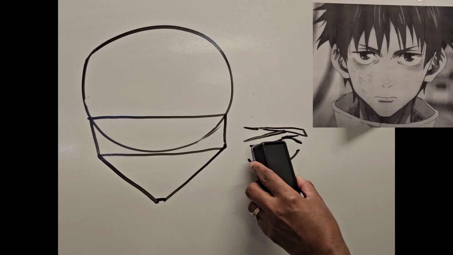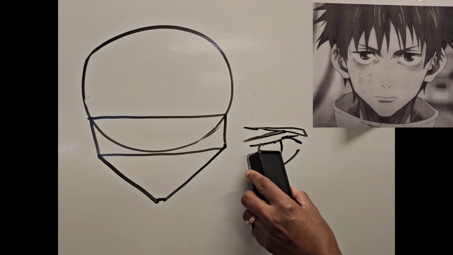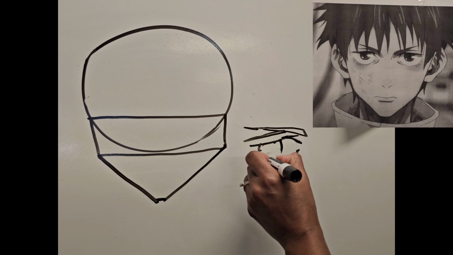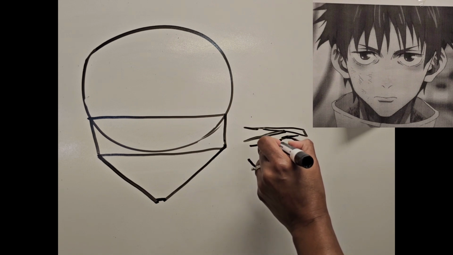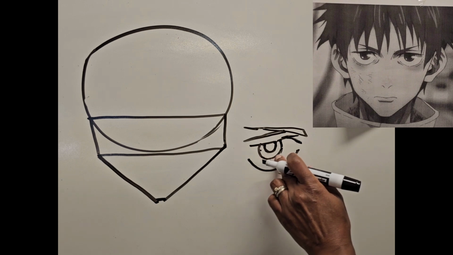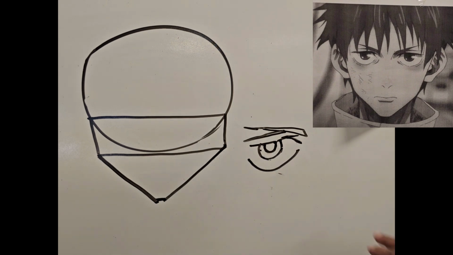I could vaguely see the pupil, but it's there. There we go. And there we go. So that's basically the eye. Now it's going to look completely different once I put it on the face, but that's the gist of it.